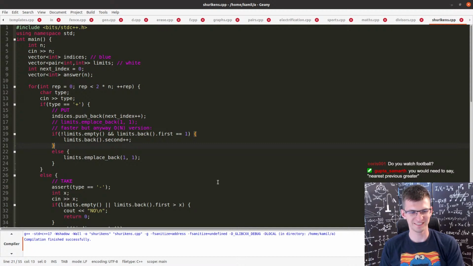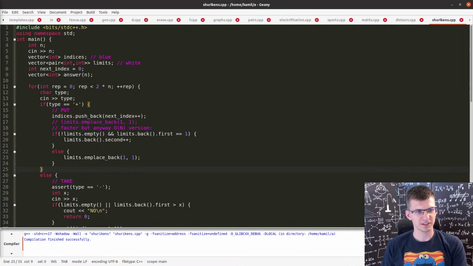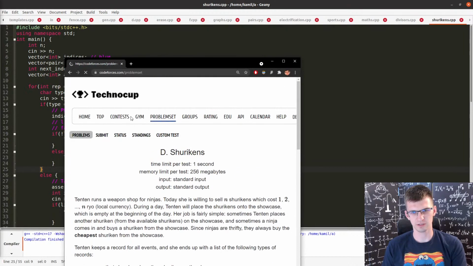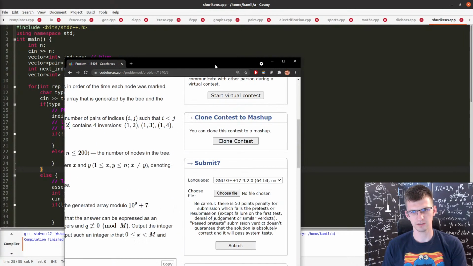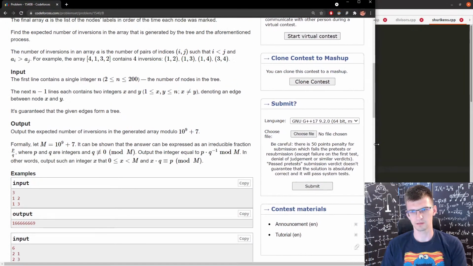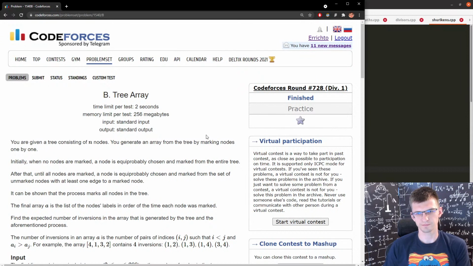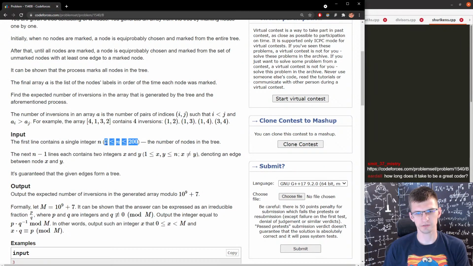Nearest previous greater. I guess so. Most recent greater as we go from left to right. That's, I think, a good definition. Right. So, can somebody give me that tree array problem? Was it just a recent one? It's here. Is this one worth it? And up to 200. That usually means a difficult problem.